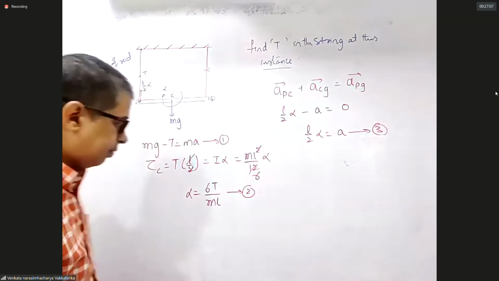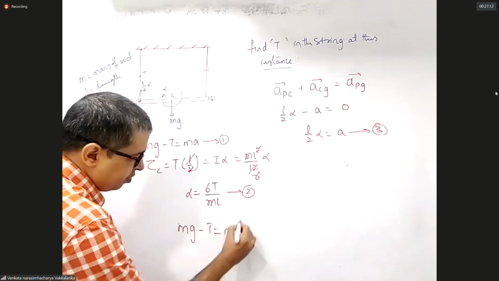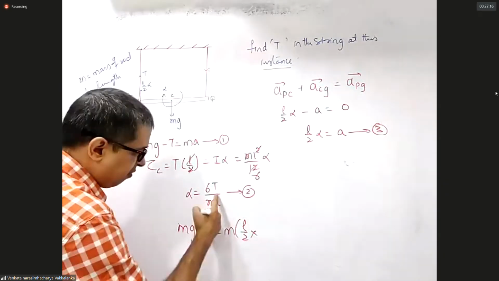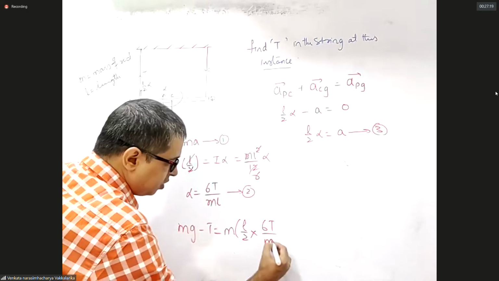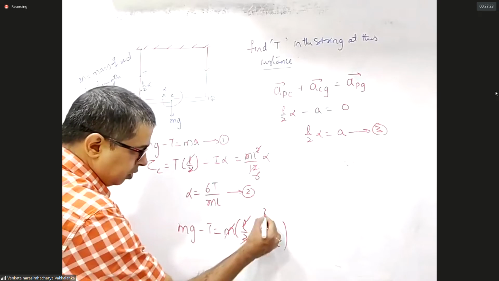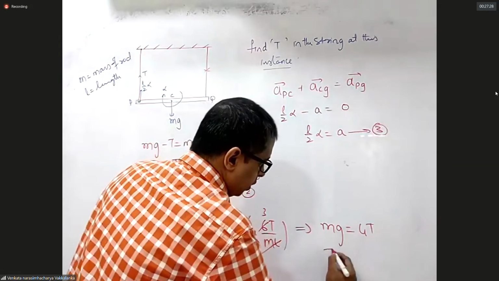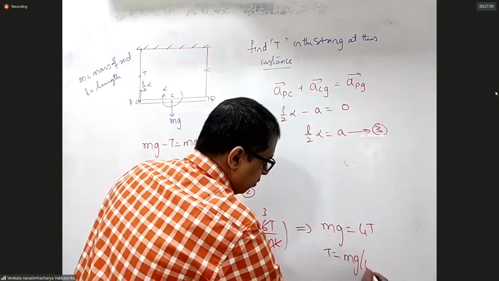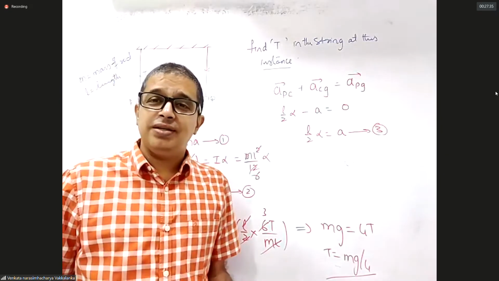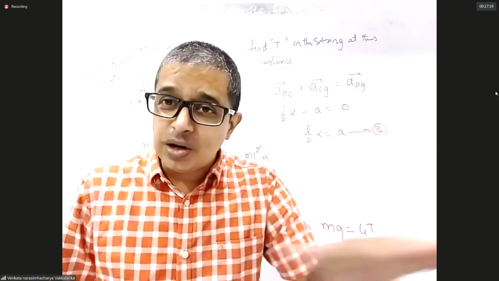Yes sir. Now, mg minus T is m into A. I will substitute from there L by 2 alpha. I will substitute from here 6T by ml. ml will go, 3 will go. I will be left with mg is equal to 4T. T is mg by 4. Same answer. Yes, sir. So we are lured to believe that we can take the torque about any point.